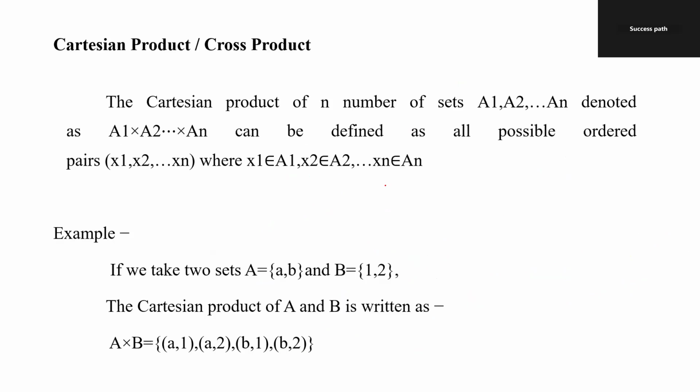Cartesian product or cross product. That one we saw in the last class itself. We are just going to multiply. For example, A comma A1, A and 1, 2 means A comma 1 and A comma 2 and B comma 1 and B comma 2. This is just the product of these sets.